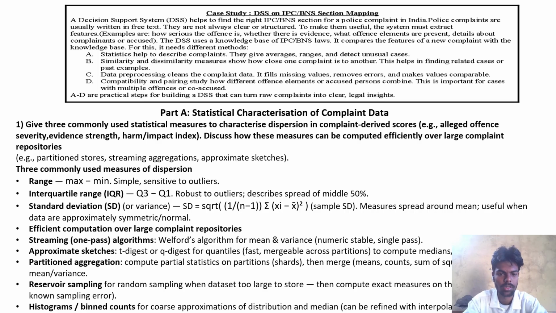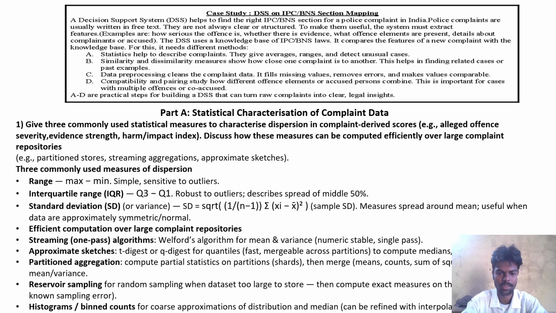C. Data preprocessing cleans complaint data. It fills missing values, removes errors, and makes values comparable. D. Compatibility and pairing study how different offense elements or accused persons combine. This is important for cases with multiple offenses or co-accused cases. A to D are practical steps for building a DSS that can turn raw complaints into clear legal insights.